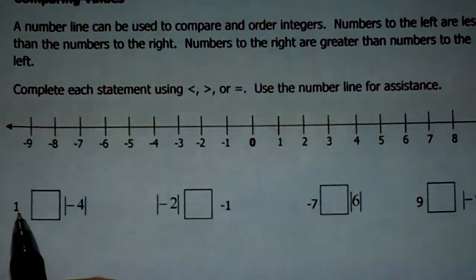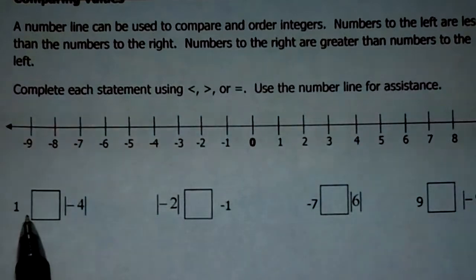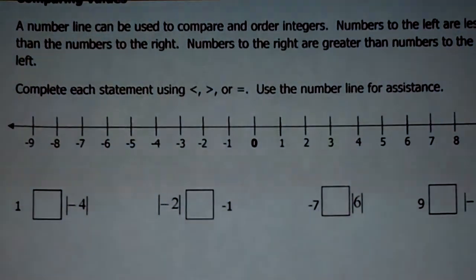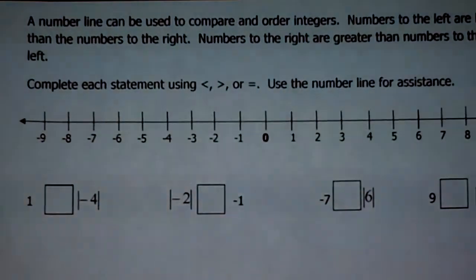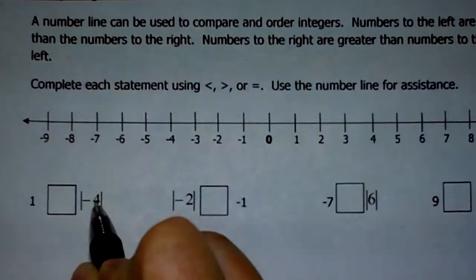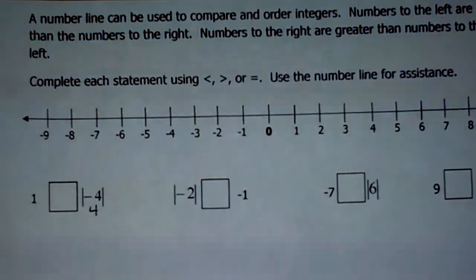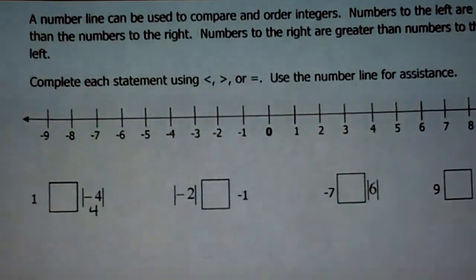Okay, so I have 1, and I have the absolute value of -4, and I want to know, is 1 greater than, less than, or equal to the absolute value of -4? The first thing you need to know is what's the absolute value of -4? How far away is -4 from 0? And the negative's with the 4 inside. So -4 is 4 away. So all I'm really comparing is 1 and 4.